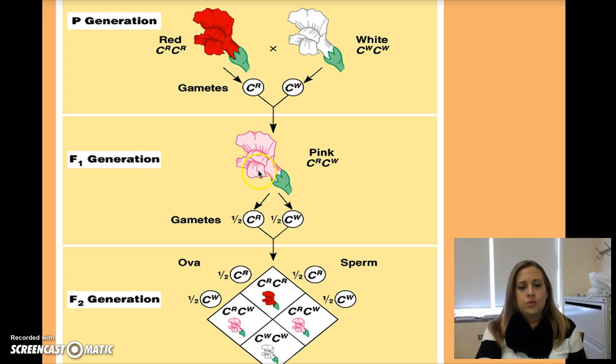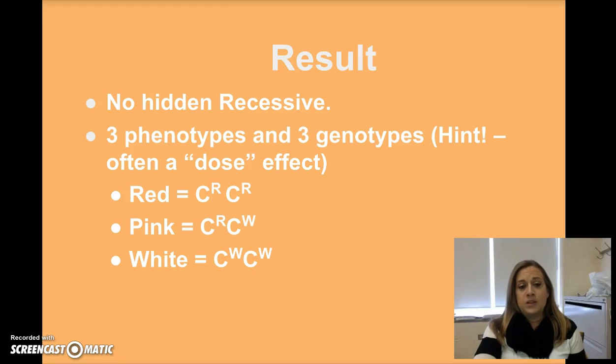And then when you cross 2 F1 individuals with each other, you will get the Punnett square shown below with the following ratios. 1/4 of them you would expect to be red with CR, CR. 1/4 you would expect to be white, CW, CW. And then you would expect half to be pink again with the heterozygote genotype. So that is your F2 generation with incomplete dominance.